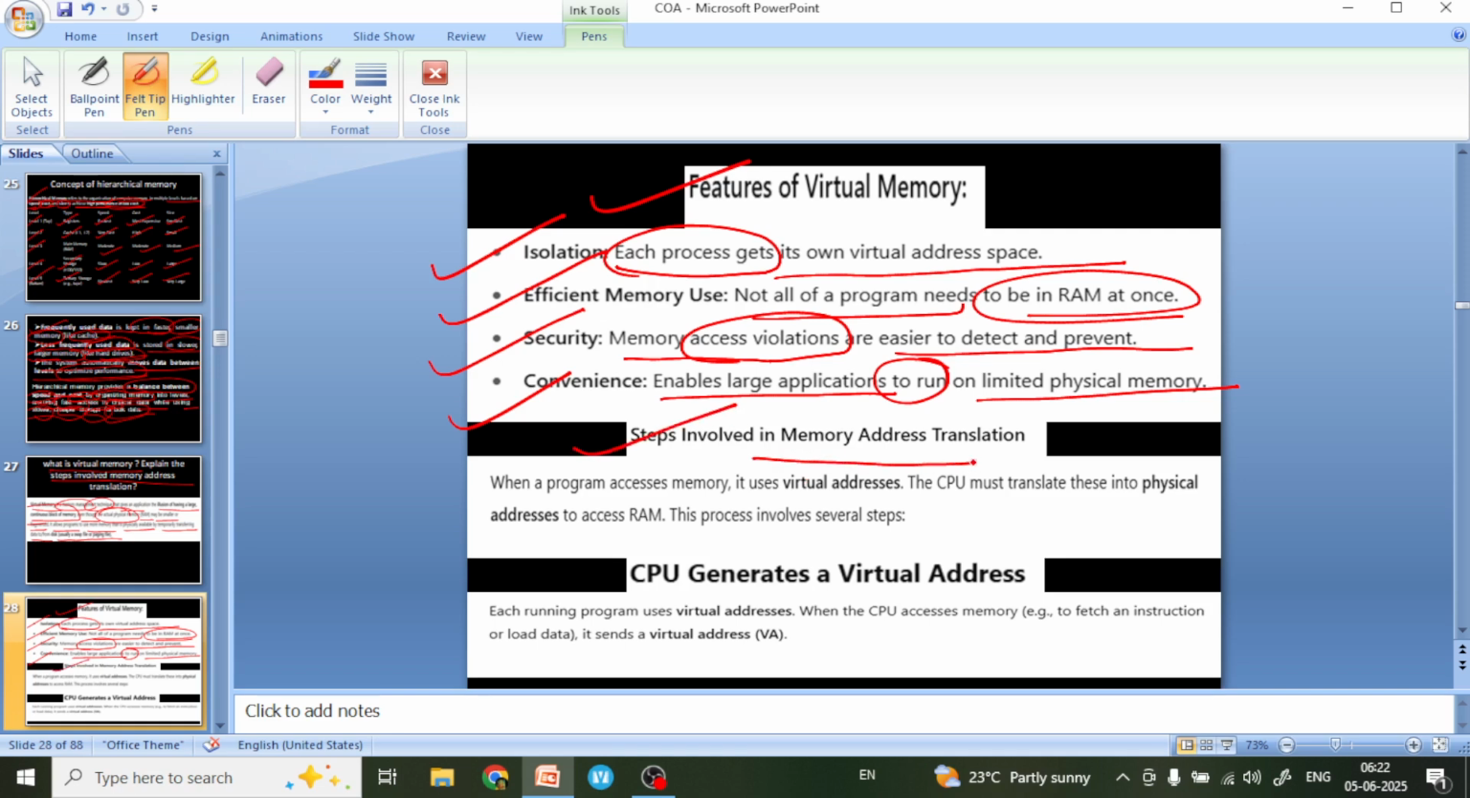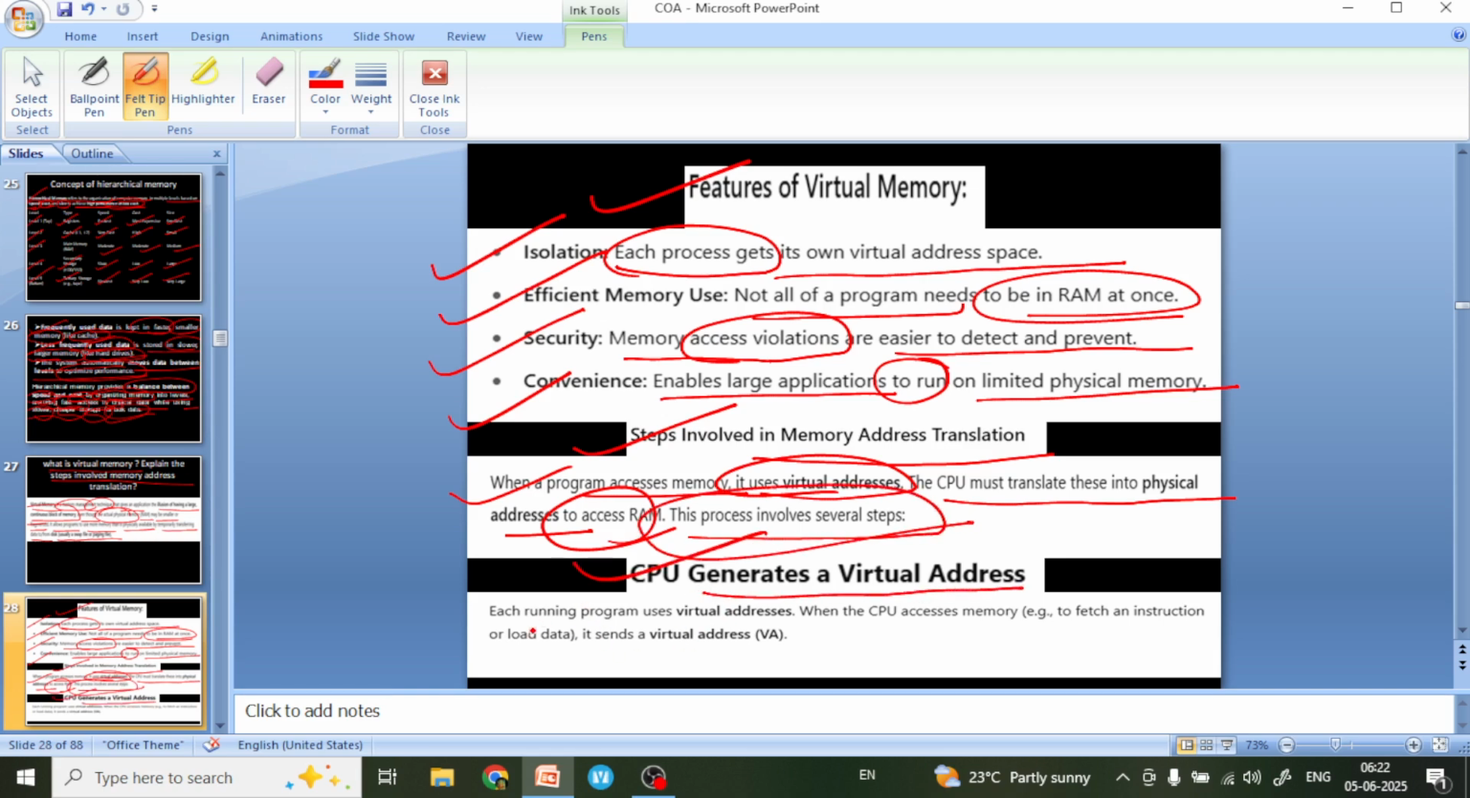Steps involved in memory address translation: when a program accesses memory, it uses virtual addresses, and the CPU must translate these into physical addresses to access the RAM. This process involves many steps. First, the CPU generates a virtual address. Each running program uses virtual addresses. When the CPU accesses memory, it first fetches an instruction, then loads the data, and it sends a virtual address.